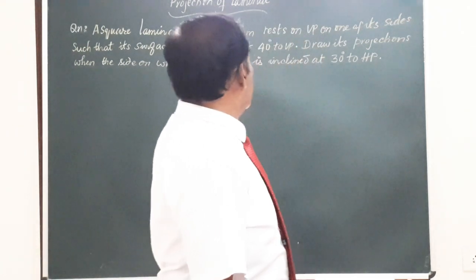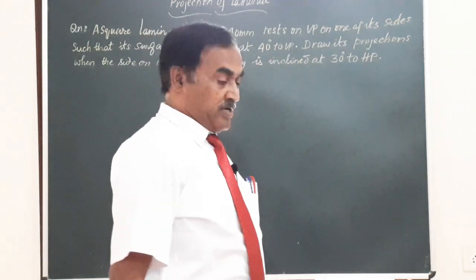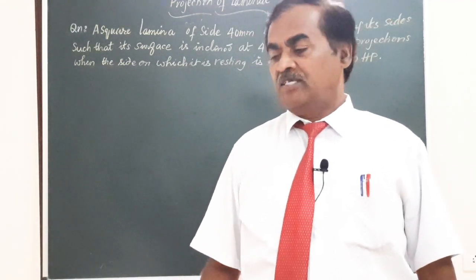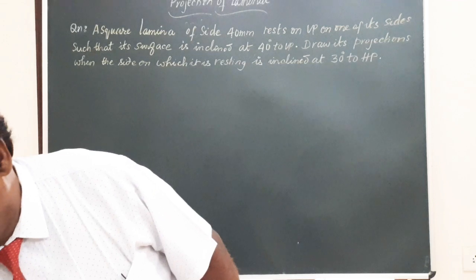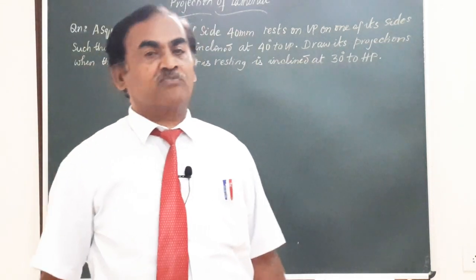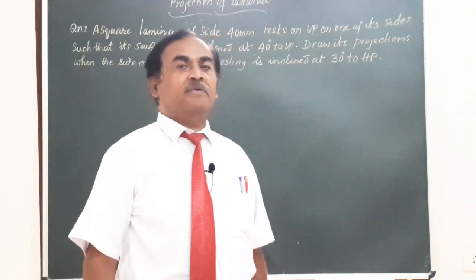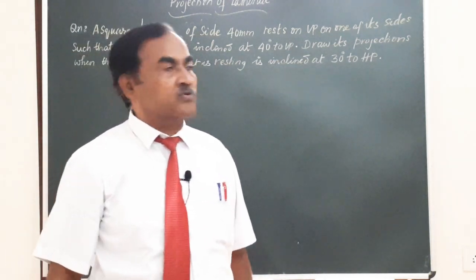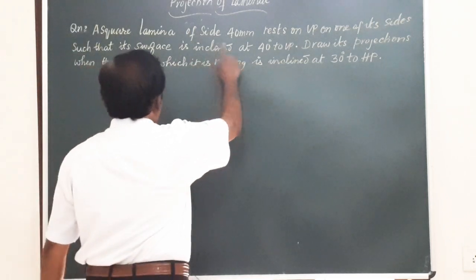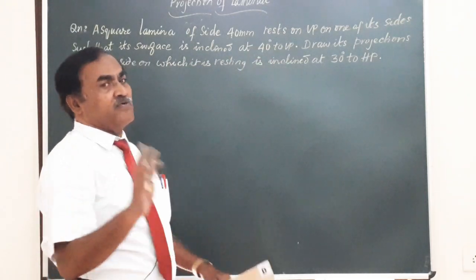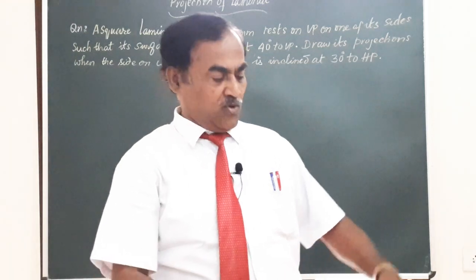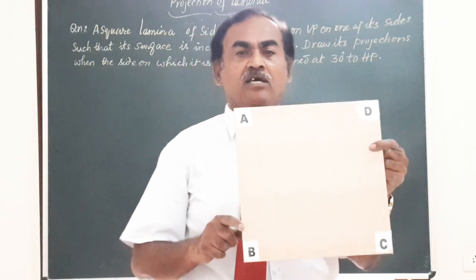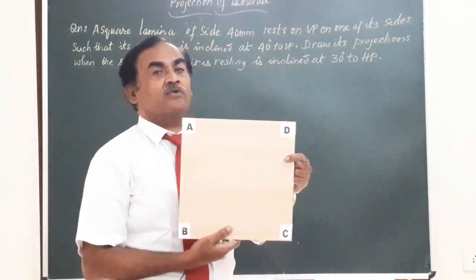Friends, in today's session we have a problem on the projection of a square lamina which is resting on VP. Before you start the actual problem, you have to see what is there in the question. He said there is a square lamina of side 40 mm resting on VP. You have to stop at that. So this lamina, which is square in shape and each side measuring 40 millimeter, is resting on VP.